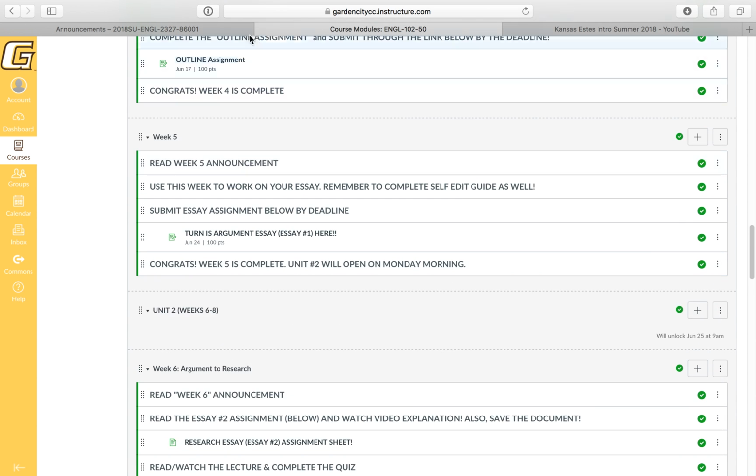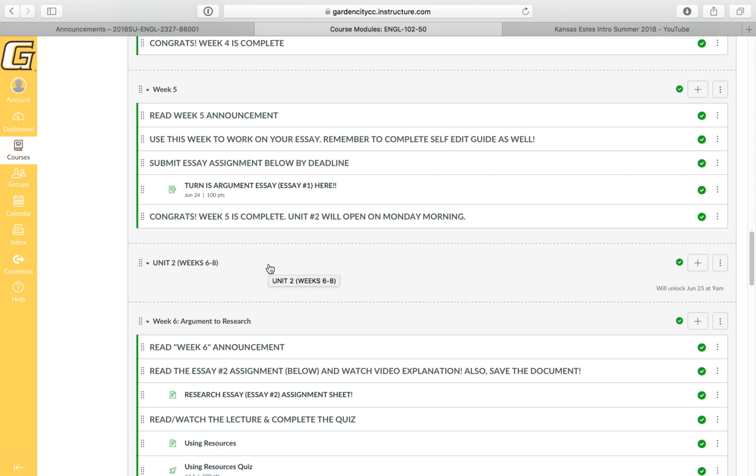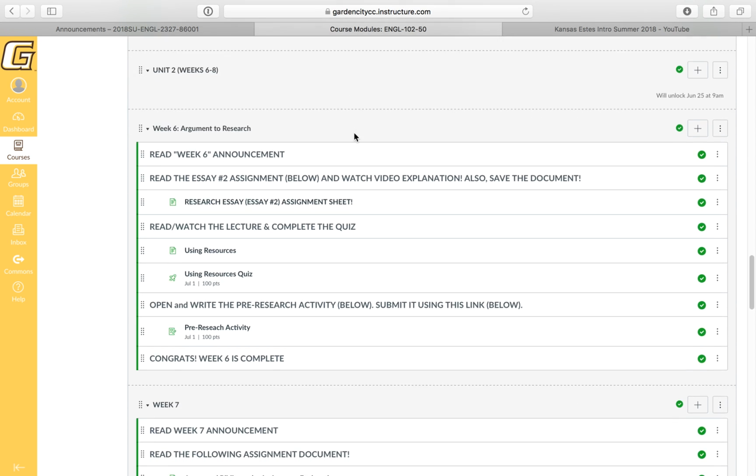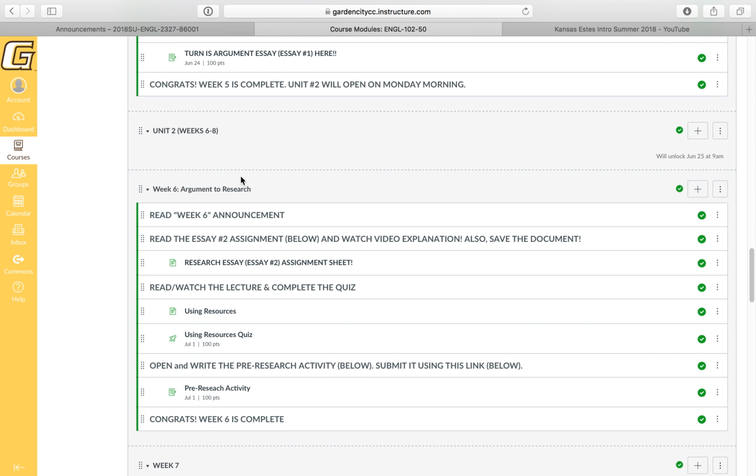Now, all of these will be open to you, but the next unit, once that unit is over, will be locked until the Monday morning after the essay is due. This is so that we can make sure everybody's on the same page when we start a new unit. And it helps me make sure that nobody's getting too far ahead in terms of grading. So Unit 2 will open on the Monday morning at 9 a.m. after the first essay is due, and you see that one is 3 weeks long.